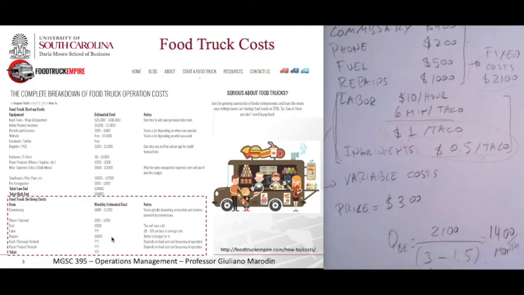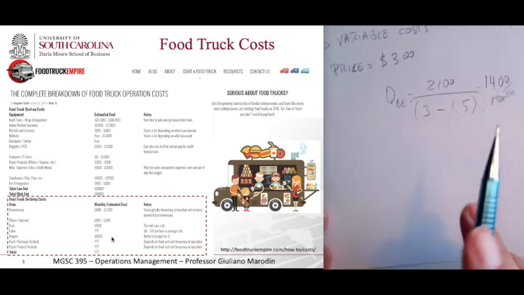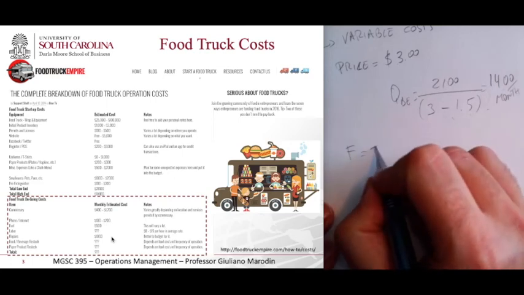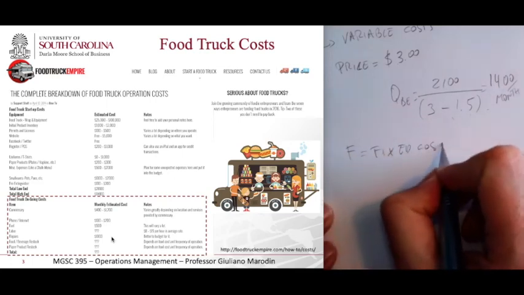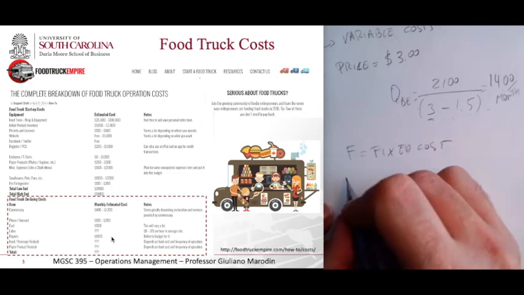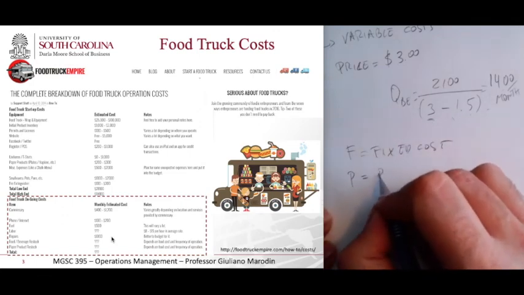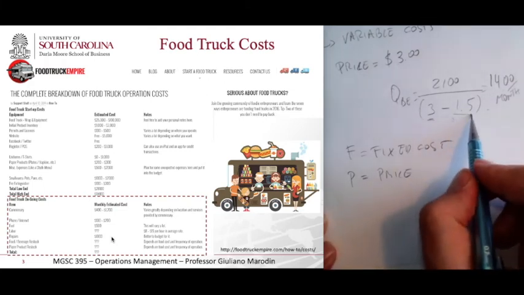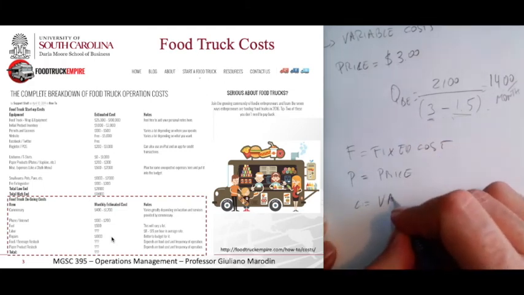So if I make $1.5 per taco, first I'll pay all my fixed costs, and it takes 1,400 tacos to pay for that. Every taco after that, I'm actually making money. How much money? 1.5 for a taco that I'm making, right? So this is actually the break-even formula, okay? Where F is fixed cost, 3 here is P, so that's price, and 1.5 here is variable cost, okay?